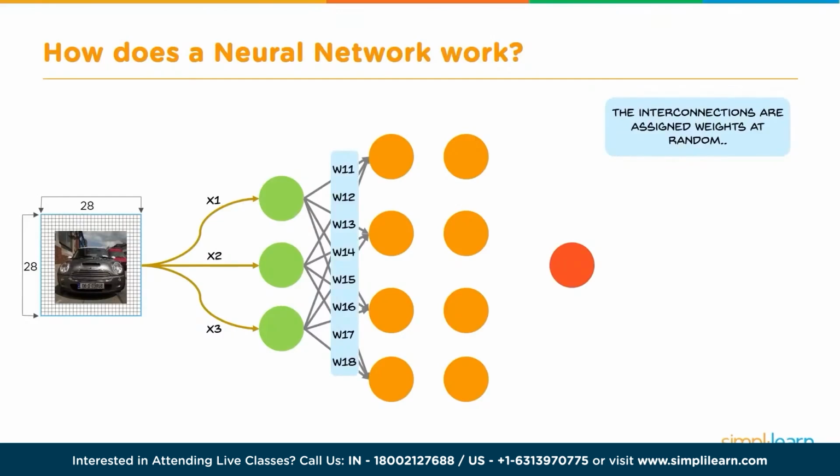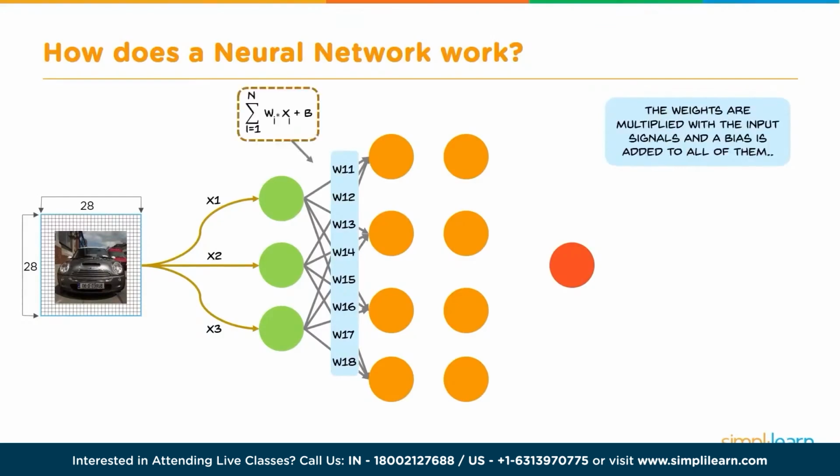If x1 lights up, then it's going to be x1 times this weight going into the hidden layer, and we sum those weights. The weights are multiplied with the input signal, and a bias is added to all of them. As you can see here, x1 comes in and goes to all the different hidden layer nodes, or whatever you want to call them in your network setup, the orange dots. You take the value of x1 and multiply it by the weight for the next hidden layer. So x1 goes to hidden layer 1 node 1, hidden layer 1 node 2, hidden layer 1 node 3, and so on.